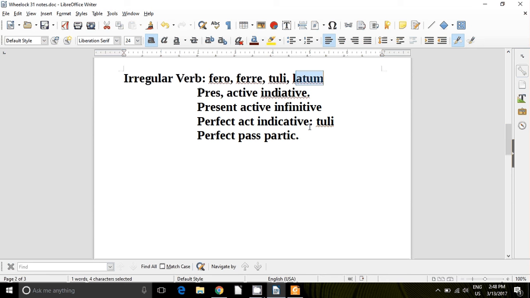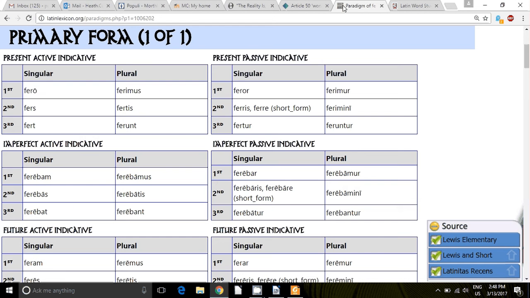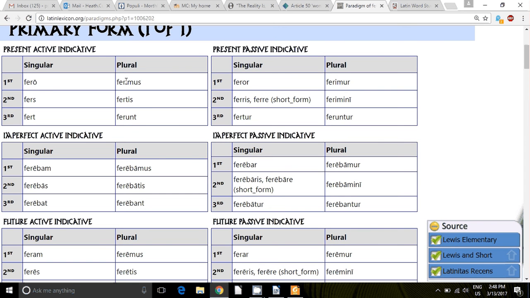And then on page 256 and 257, you have all the various things to learn for this verb that you need to make cards for. So fero, fers, fert, ferimus, fertis, ferunt. Again, rather regular, except the i drops out that you would expect over here. The imperfect is formed off the base fer: ferebam, ferebas, ferebat, etc.